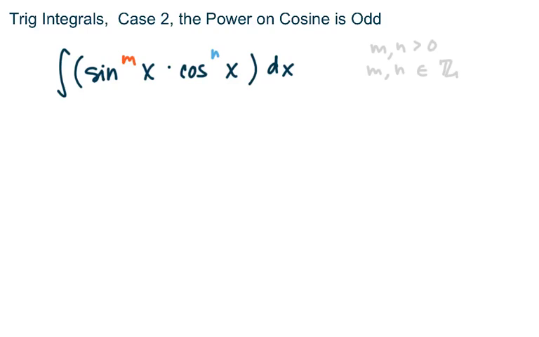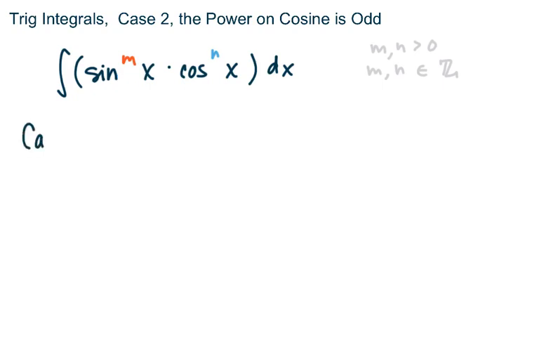In this video, we're going to use our second case for when we are dealing with products of sine and cosine raised to powers. So if we have an integral in this form, sine to some m power times cosine to some nth power, m and n have to be positive integer values. Okay, so in case 2, we're dealing with when the power on cosine is odd. The video before this, we did an example where the power on sine was odd.